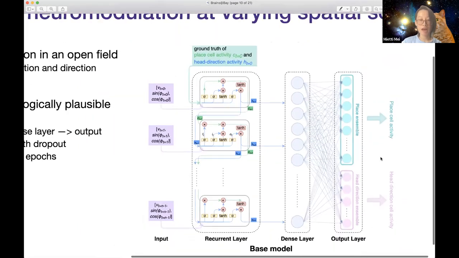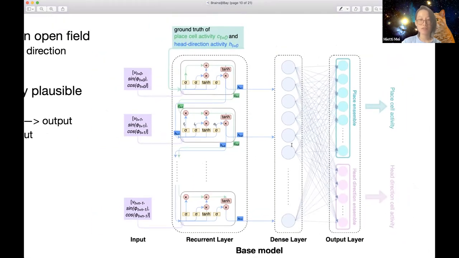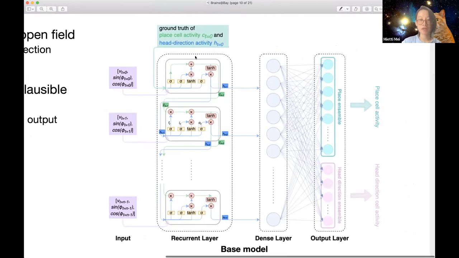In this model, we have three different layers. We have the recurrent layer, which is processing continuous input from the environment. We have a starting location where our agent is starting from. In the meantime, we have access to its direction of movement as well as velocity, and we are processing this using an LSTM module across time. Then we input this transformation into a dense layer, and then we have an output layer of two different types of neurons, the place ensemble and the head direction ensemble.